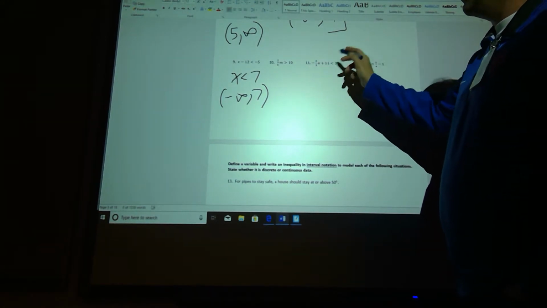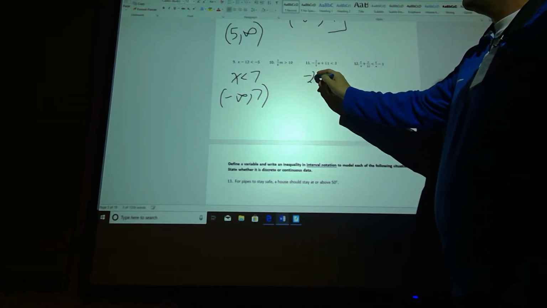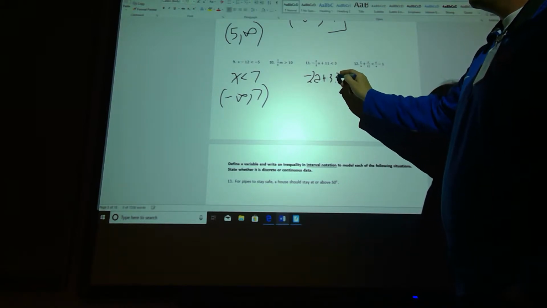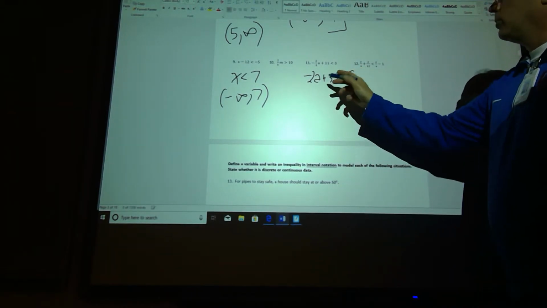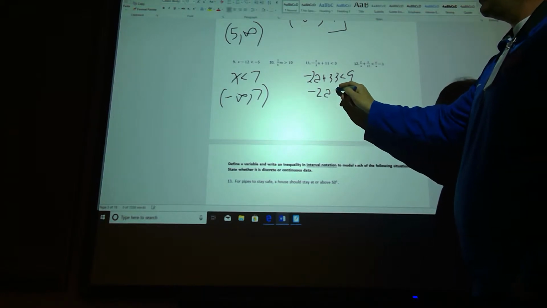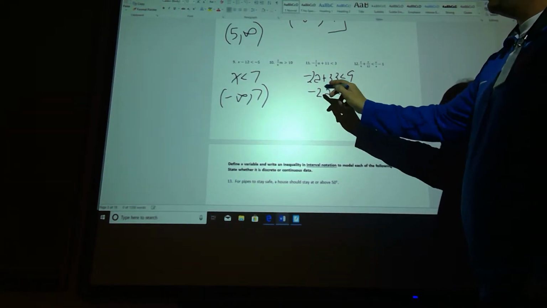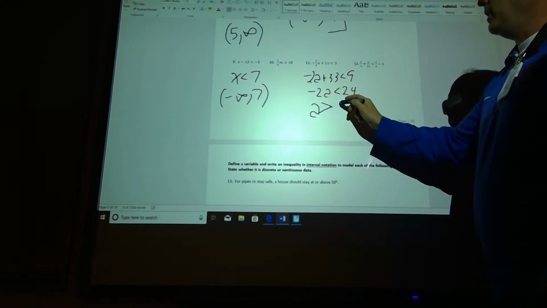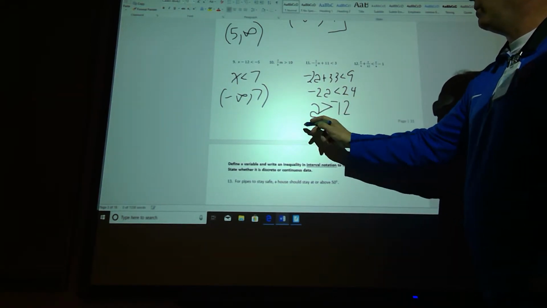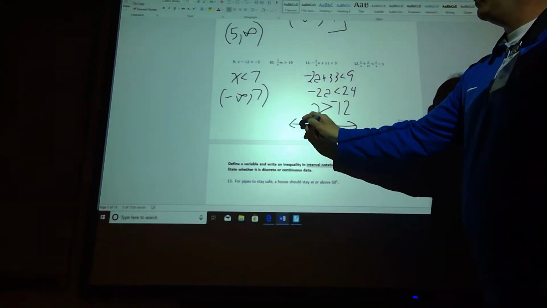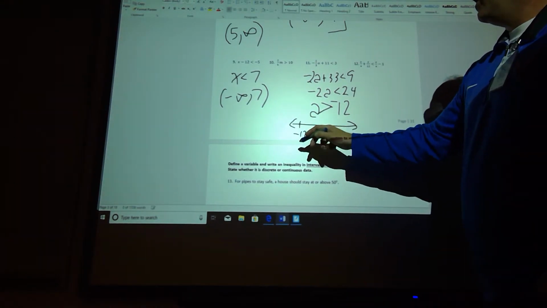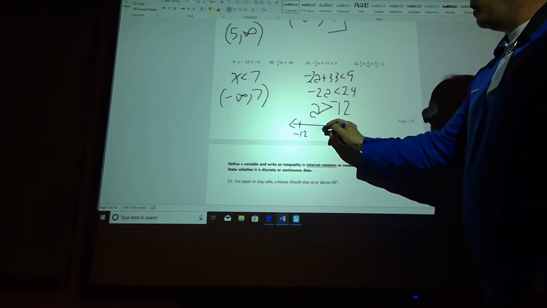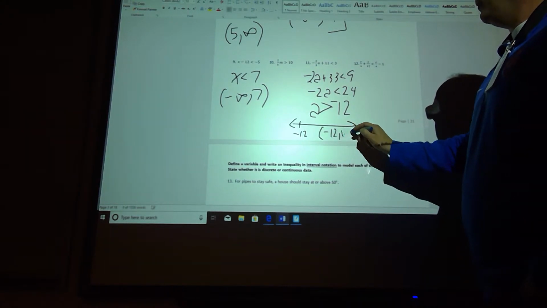Number 11, I'm going to clear the denominator and multiply everything by 3. So I get 2a plus 33 is less than 9. Subtract 33 from both sides. So I get to 24. Divide each side by negative 2. So I'm going to flip the sign because I'm dividing by a negative. So that becomes a negative 12. So values are bigger than negative 12. So you have negative 12 down here. It goes right. So it goes from negative 12 to infinity.